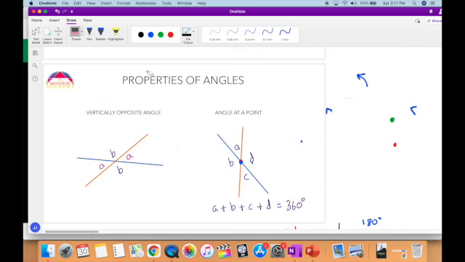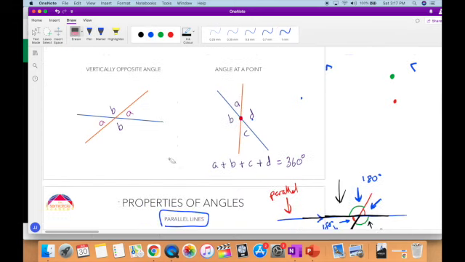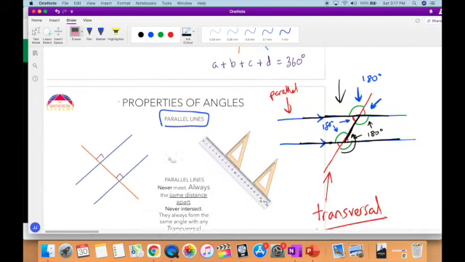But remember, these guys are also vertically opposite. So A is vertically opposite to C. So you are supposed to be able to recognize that A is equal to C. They're both the same. And that means that this B is equal to this D because they're also vertically opposite. So vertically opposite and angles around a point that add up to 360 are really important ones to remember, right?